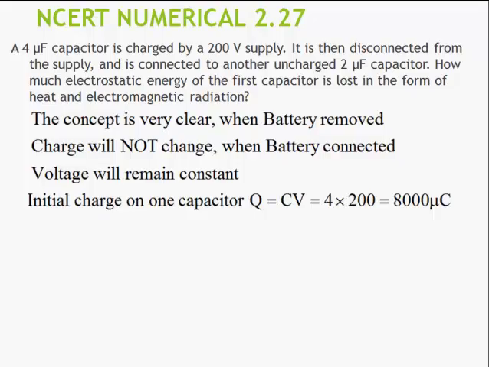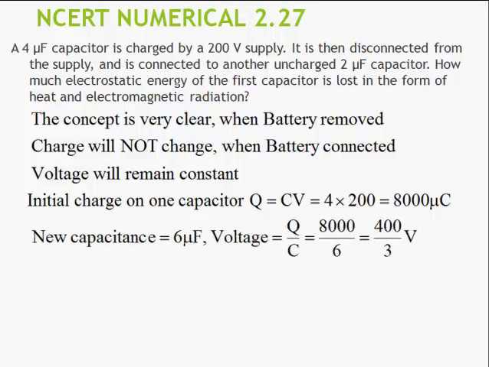But the capacitance would change because now 4 and 2 are kept in parallel. Remember, 2 capacitors without battery will always be connected in parallel. They cannot be connected in series. So new capacitance will be 6 microfarad. Now the voltage will be, Q will remain same, capacitance changes, so it's 400 by 3.